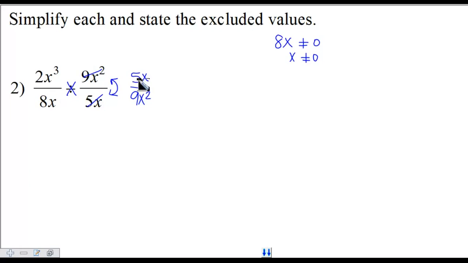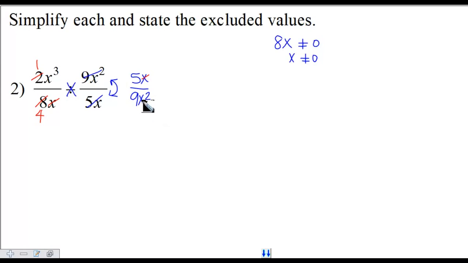Look for anything in the numerator that could cancel with something in the denominator. 2 will divide into 2 one time and into 8 4 times. 5 and 9 cannot reduce, and 5 and 4 cannot reduce. So we're done with our numbers. Let's look at the x's. I have a single x here that can cancel with the x on top. Now I have this x squared. Remember, the exponent tells me how many x's I have. This would be 2, x times x. This is x cubed, meaning I have 3 x's here. I can take these 2 x's and cancel out 2 of these, and it will leave 1 remaining x.